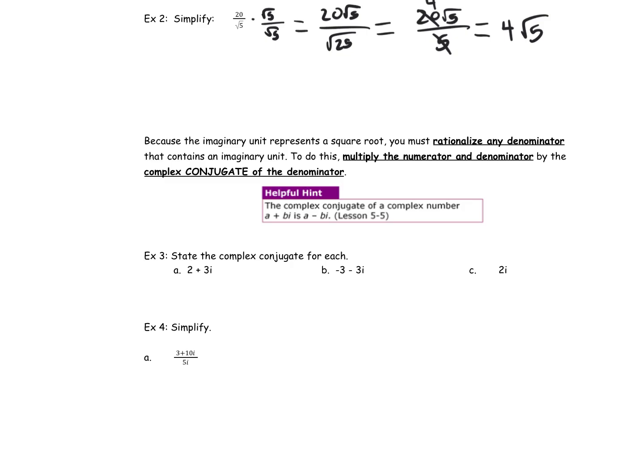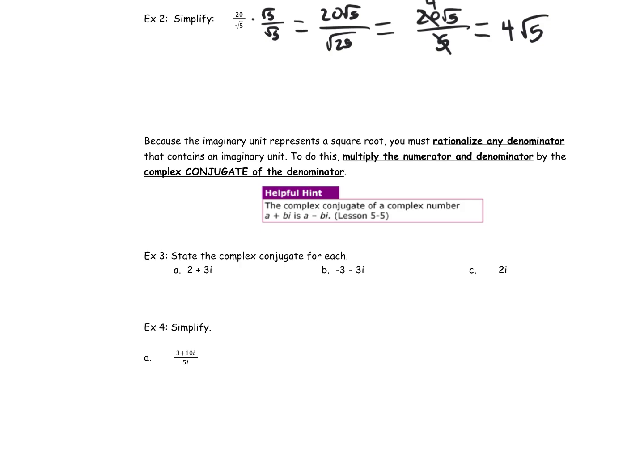Now, remember, the imaginary unit i represents a square root. i is the square root of -1. Because of that fact, anytime we have an i in the denominator of a fraction, it contains an imaginary unit, and we have to rationalize it. To do this, we need to multiply the numerator and the denominator by the complex conjugate of the denominator. Now, a complex conjugate sounds big and scary. It's not. It's very simple.